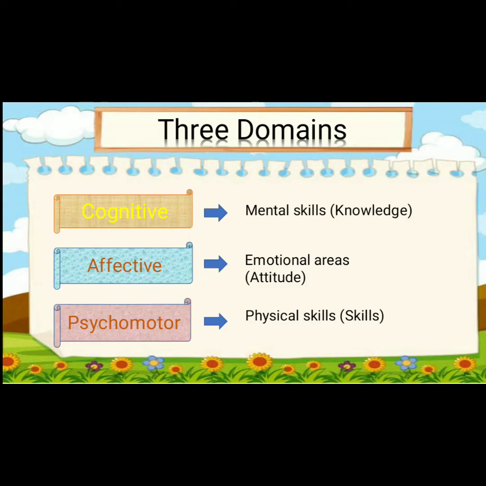3 domains. Ito yung tatlong importanteng nakapaloob sa objectives. First, cognitive. It talks about mental skills or knowledge. So, nakapaloob din dito yung content na dapat matutunan ng student doon sa topic ng isang teacher. Halimbawa nito, nalalaman ng mga mag-aaral kung ano ang ganito or ganyan. So, ginagamitan lang siya ng pag-iisip.